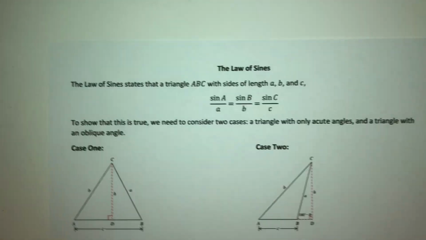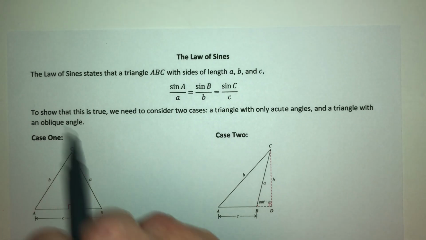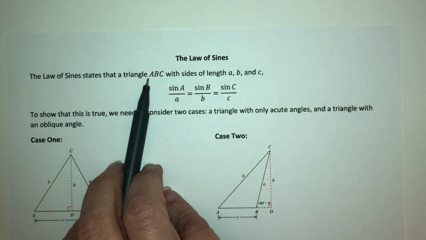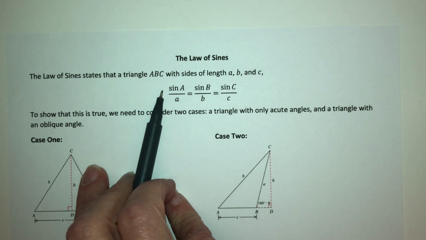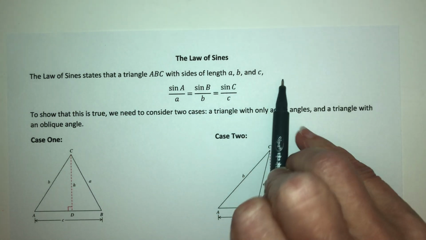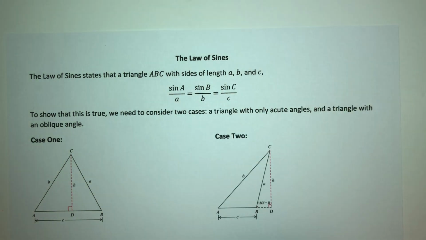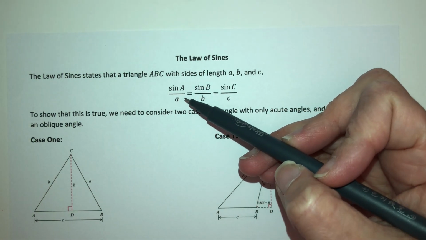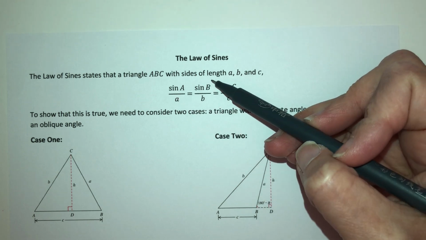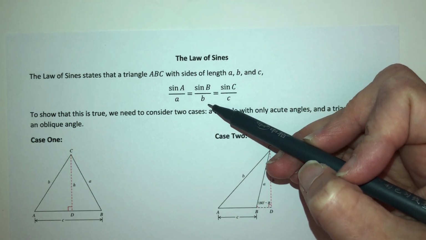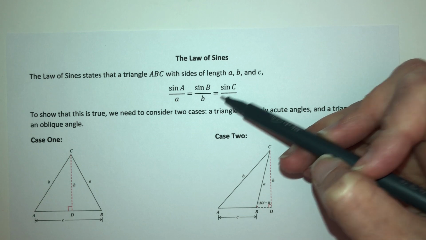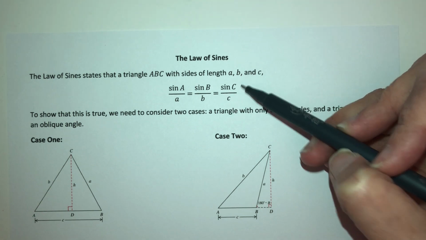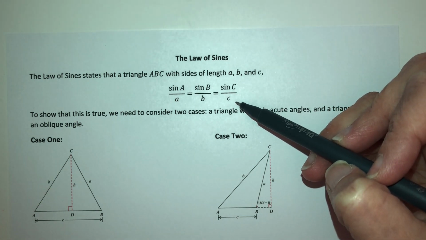Okay? So what does the law of sines say? It's fairly simple. So if we have a triangle with angles A, B, and C, with sides of length a, b, and c labeled the way we just talked about, sine of A over a is the same thing as sine of B over side b, is the same thing as sine of C over side c. Okay?